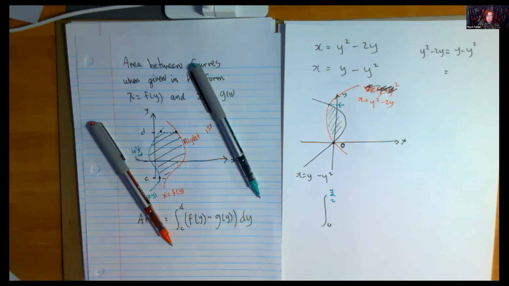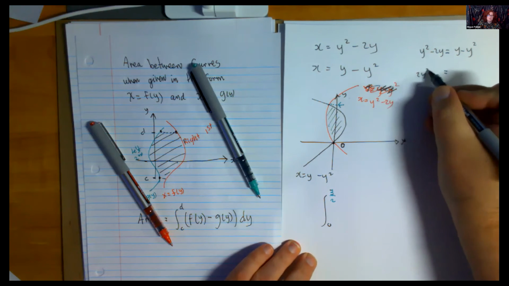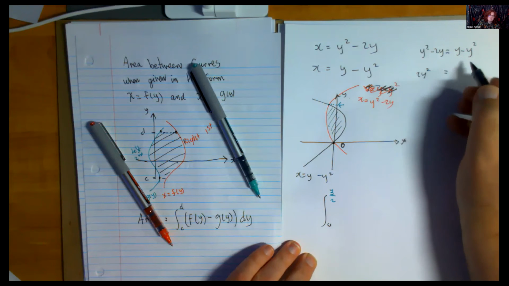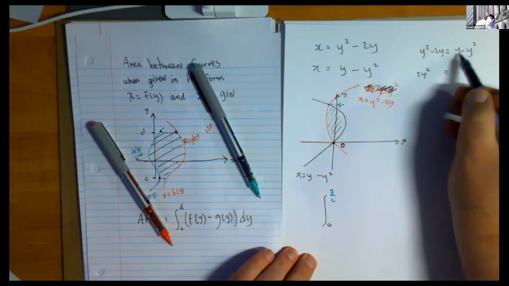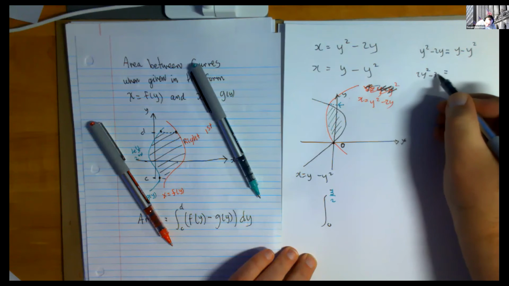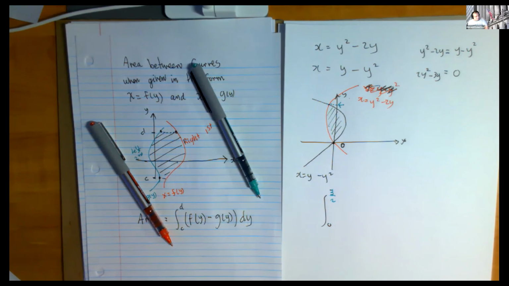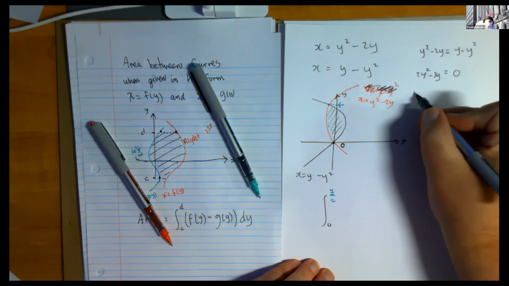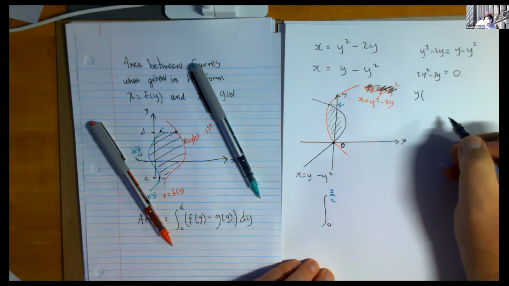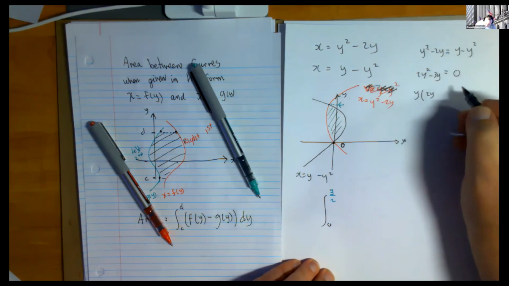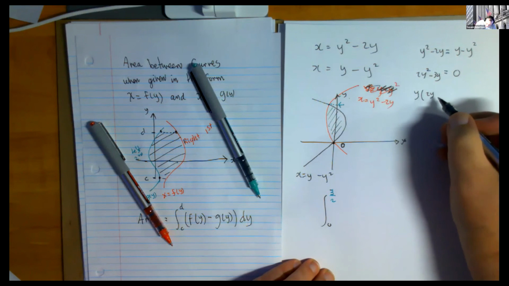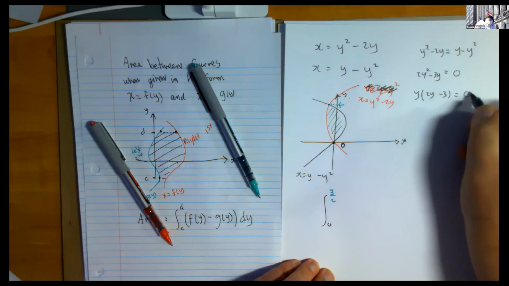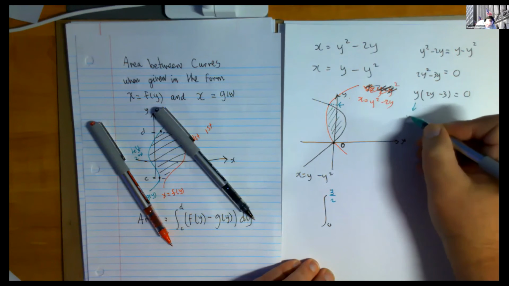Well, you could add y squared to both sides and then add 2y to both sides. Well, let's do it a slightly different way. I'm going to add y squared to both sides and I'm going to subtract y from both sides. I'm going to try and control your urge to divide both sides by y. Now, if you pull out y as a common factor, do you now get the two solutions?